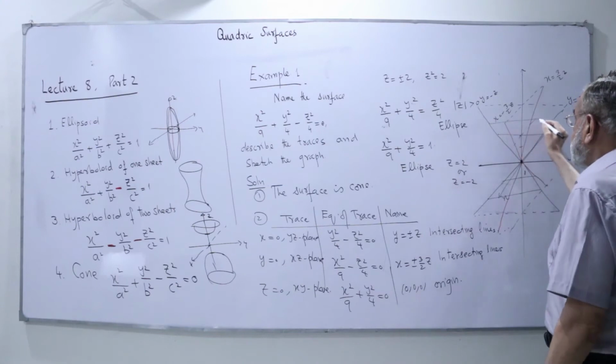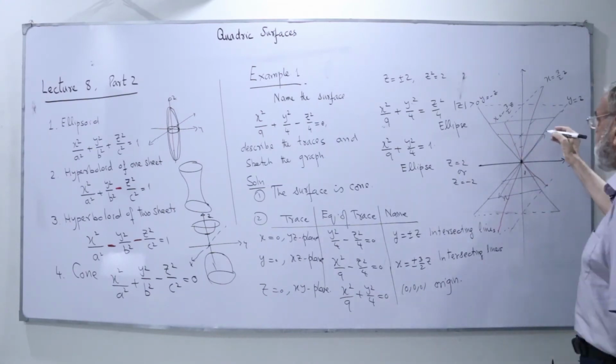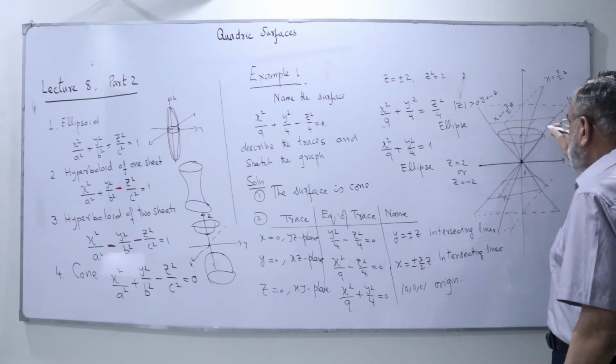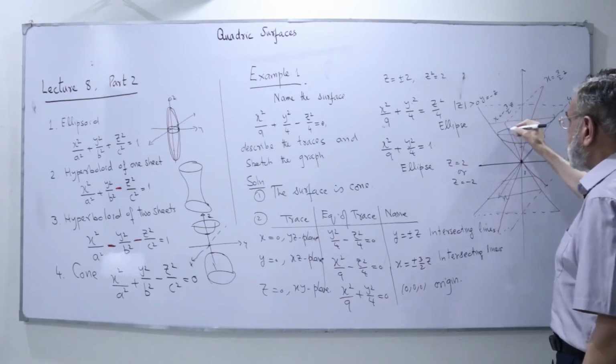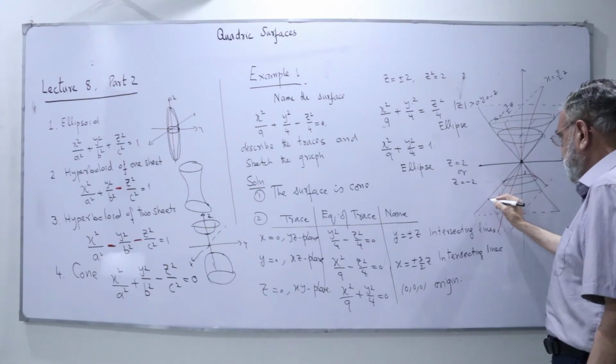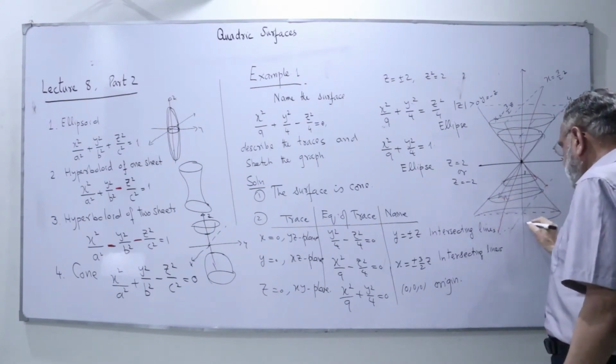Now these values, what we get here in this case, as we mentioned, are ellipses. This is an ellipse in the xy plane, and so on. This is an ellipse here.